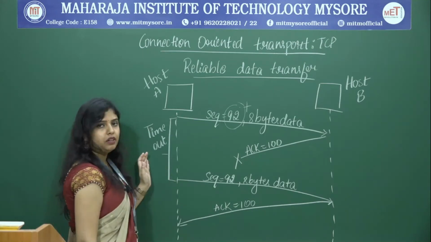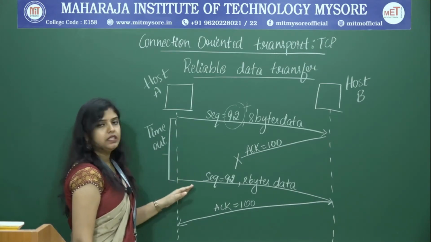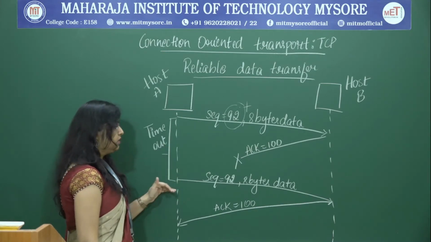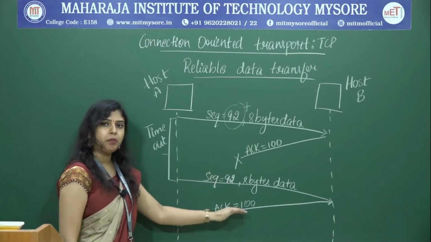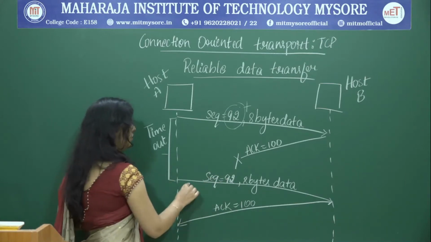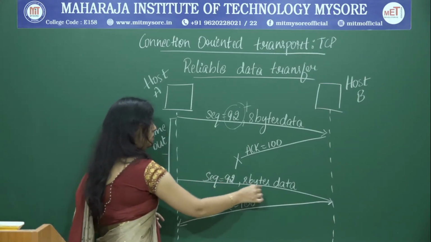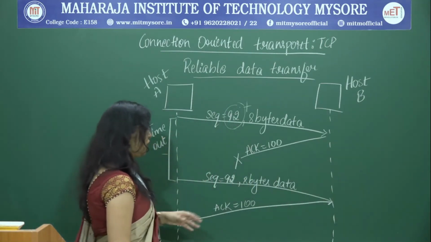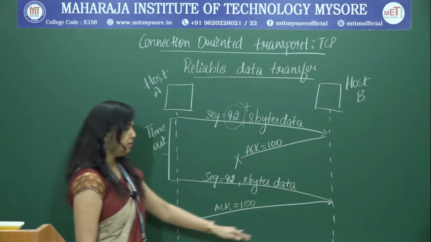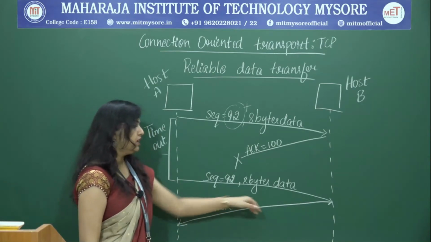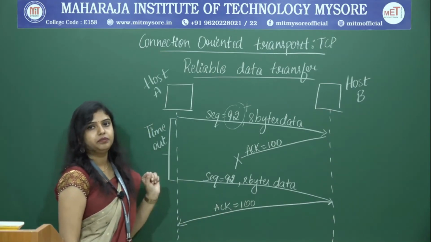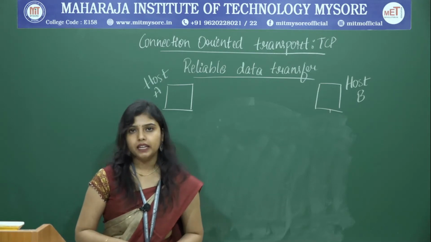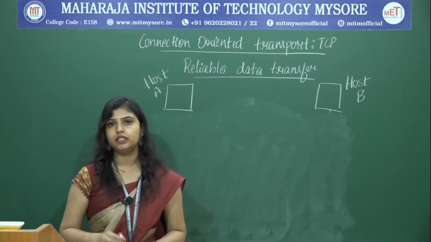We have set a timer for this packet, and since we have not received the acknowledgement, the timeout has occurred. What happens? We are going to retransmit the packet again. So the sequence number 92 and the same 8 bytes of data will be retransmitted to host B, and then it will send the same acknowledgement 100. Now, let us consider the second interesting scenario.